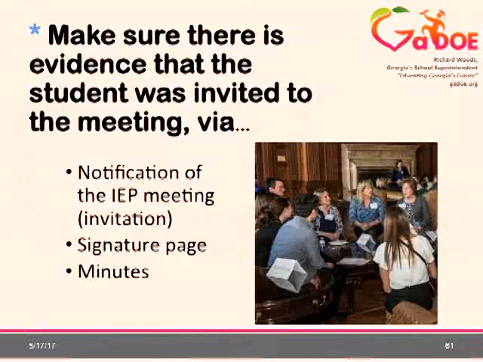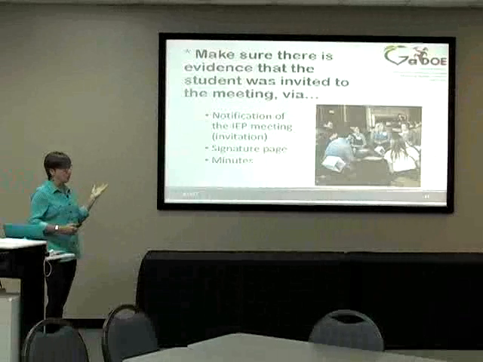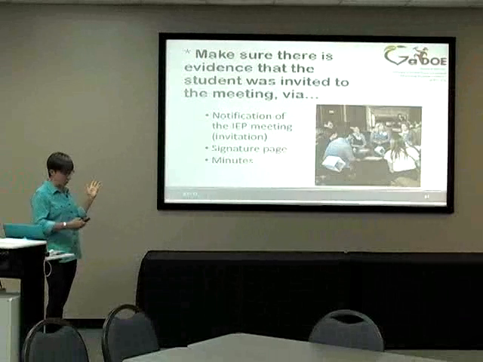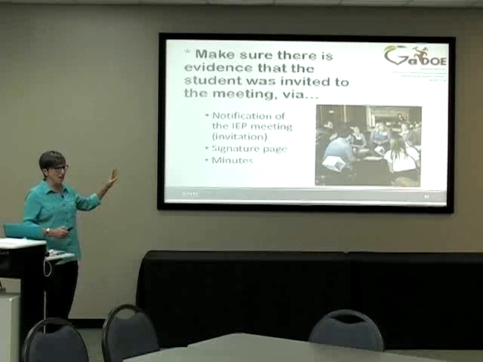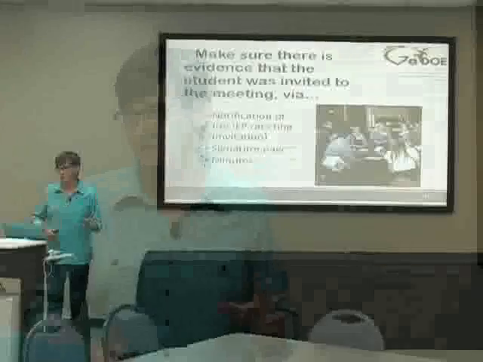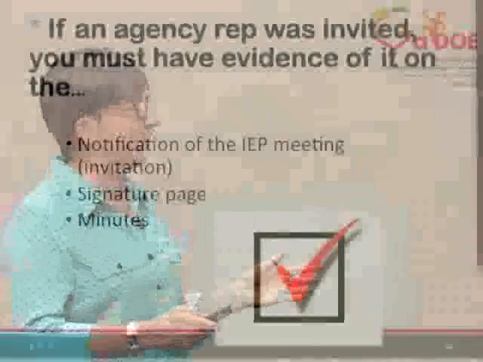This says that you need to make sure that there is evidence that the student was invited to the meeting by the notification of the IEP meeting, which is also an invitation to the meeting, the signature page, or the minutes. Now, this goes to show you that this is not necessarily contained in the transition plan. This is an extra document that you need to look at to make sure that the student was at least invited to the meeting. So just make sure that somewhere in some of your documentation that it's made very clear that the student was invited to the meeting, and better yet, that the student came to the meeting.